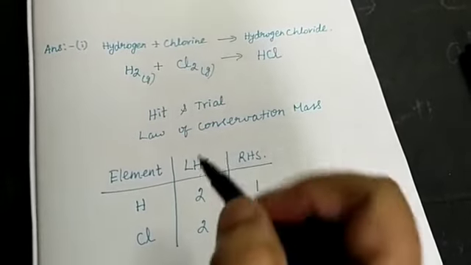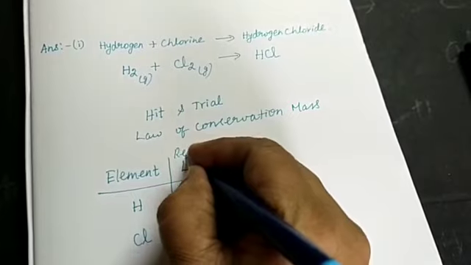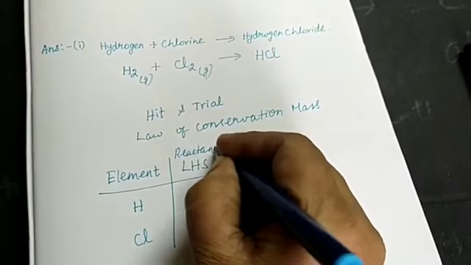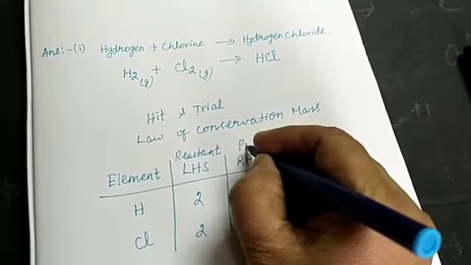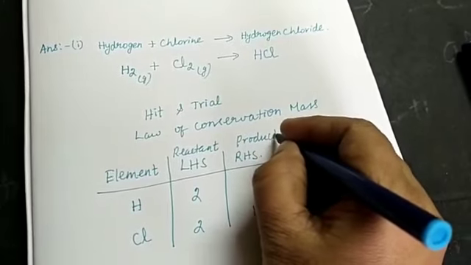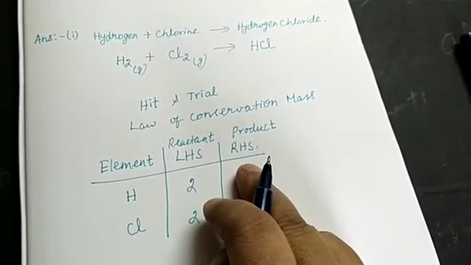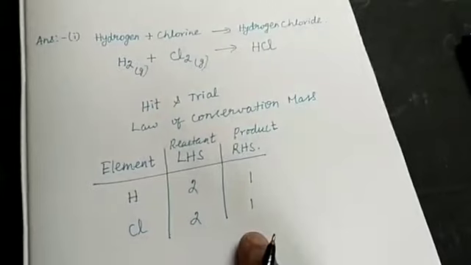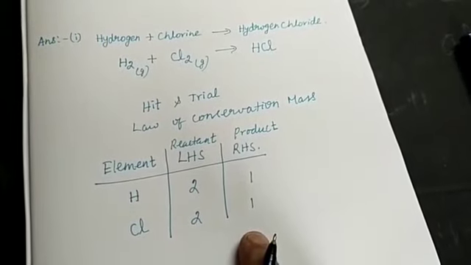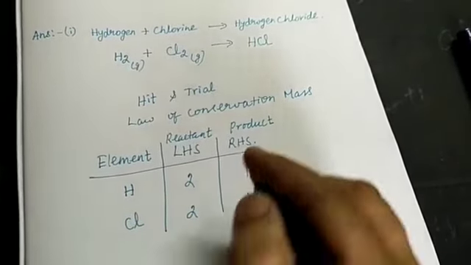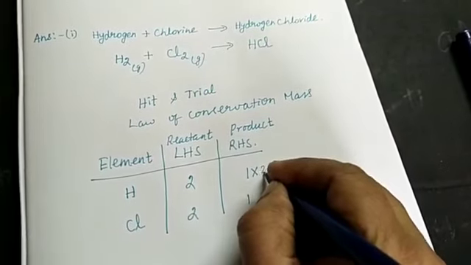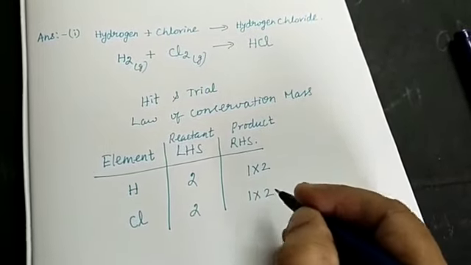and RHS. LHS means it is a reactant. Reacting molecule is called a reactant. A newly formed one is called a product, which is present in the RHS. Both should be equal. The number of atoms must be equal. So in order to make it equal, we can multiply by 2, both hydrogen and Cl.